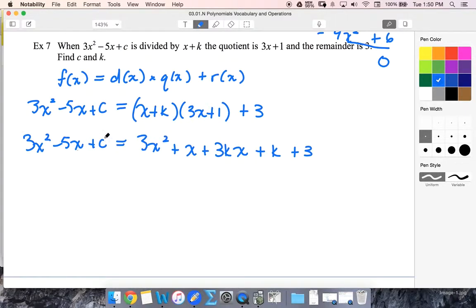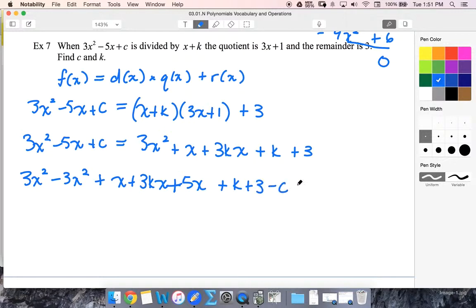So I'm going to move all of this over to the right and set it equal to 0. So 3x squared minus 3x squared plus x plus 3kx minus 5x, oh sorry, move it to the other side, plus 5x plus k plus 3 minus c equals 0. Well, 3x squared minus 3x squared already equals 0. If I'm going to equal 0, all of these x terms are going to have to cancel out.